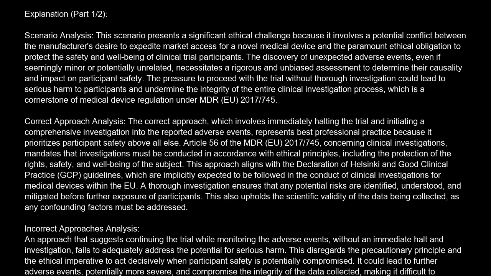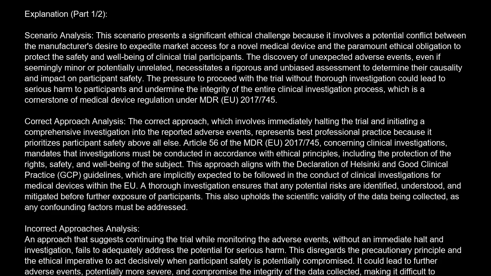This approach aligns with the Declaration of Helsinki and Good Clinical Practice, GCP, guidelines, which are implicitly expected to be followed in the conduct of clinical investigations for medical devices within the EU. A thorough investigation ensures that any potential risks are identified, understood, and mitigated before further exposure of participants. This also upholds the scientific validity of the data being collected, as any confounding factors must be addressed.